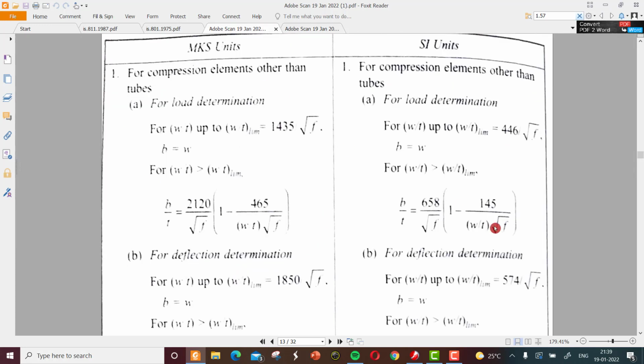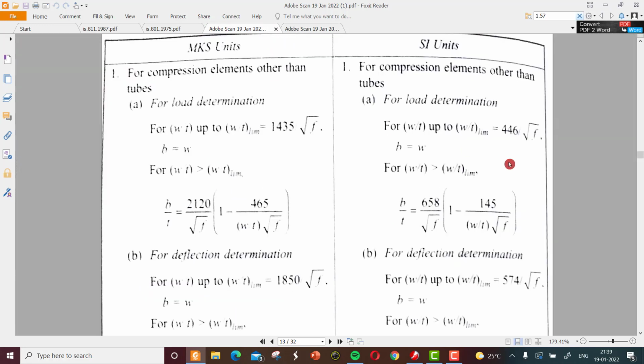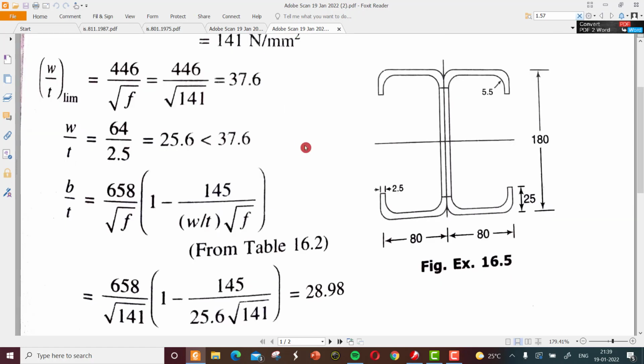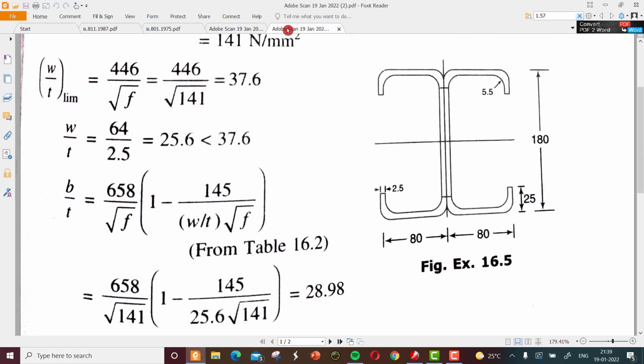I'm so sorry. W by T value is 25.6, which is less than W by T limiting. So this problem is actually wrong. Our condition is W by T up to W by T limiting, so the full section will be effective. We have to use the full section as effective. So 64 will be the effective width.